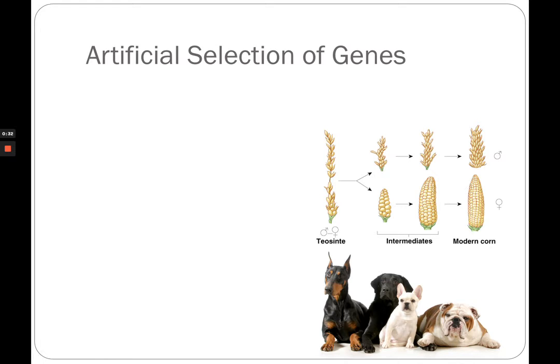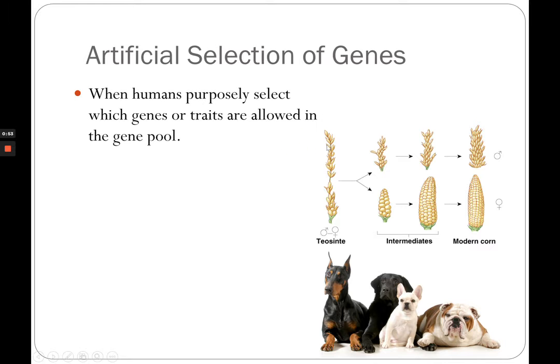At the beginning, there are natural ways of selecting genes, in which nature chooses what kind of gene should be passed on to the next generation. And then with humans, beginning with agriculture, humans have developed their own ways of selecting certain genes that they wanted from certain types of crops. When we have this idea of artificial selection, it's basically humans deciding which genes or traits are going to be allowed to exist in the gene pool.